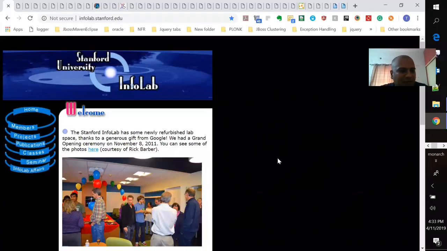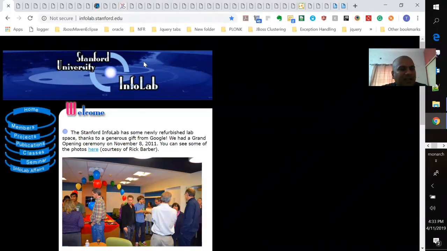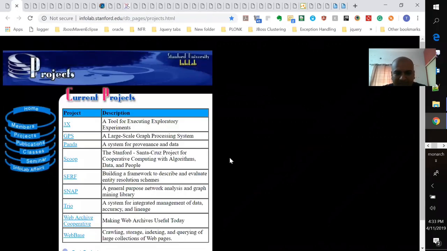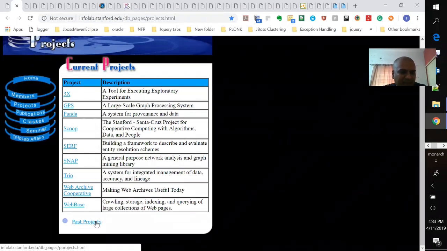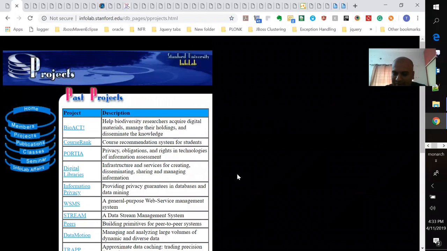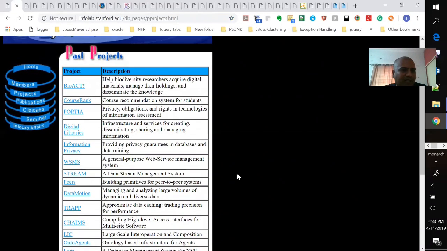This is the Stanford University website, infolab.stanford.edu. To go to all the projects, we can see all the projects here. These are all the current projects. To see the past projects, we can click on this link. This is one way of doing it.